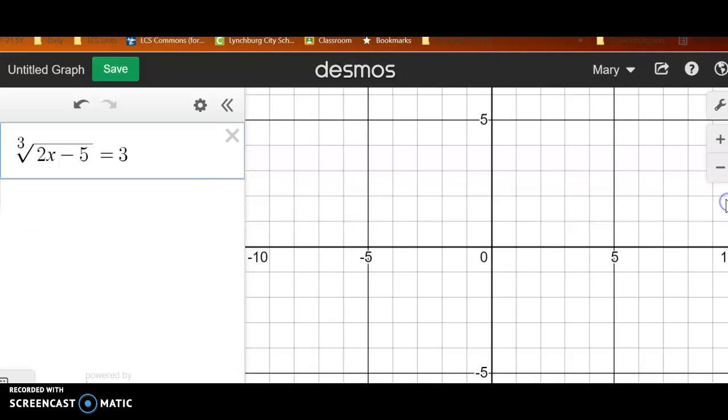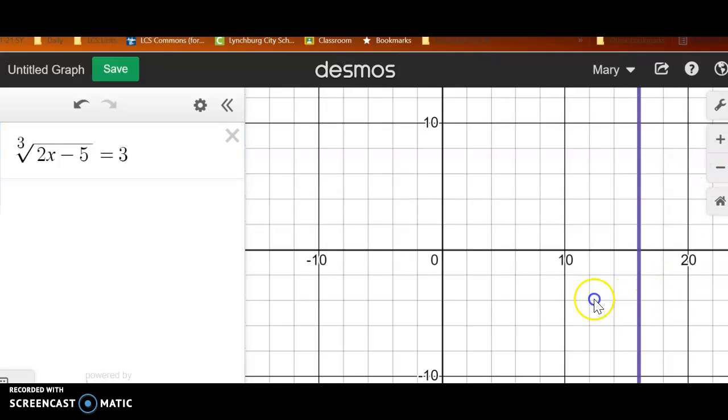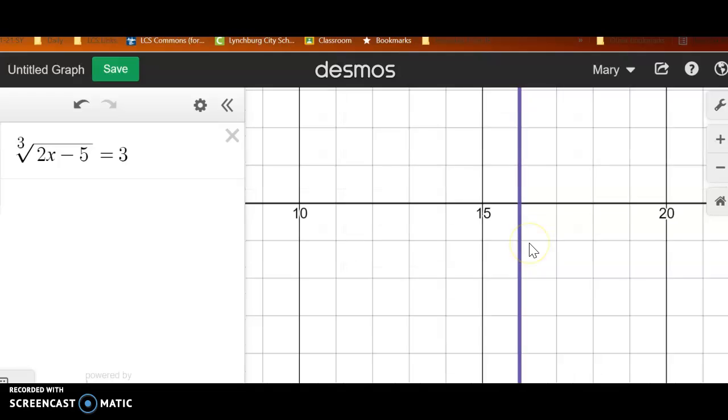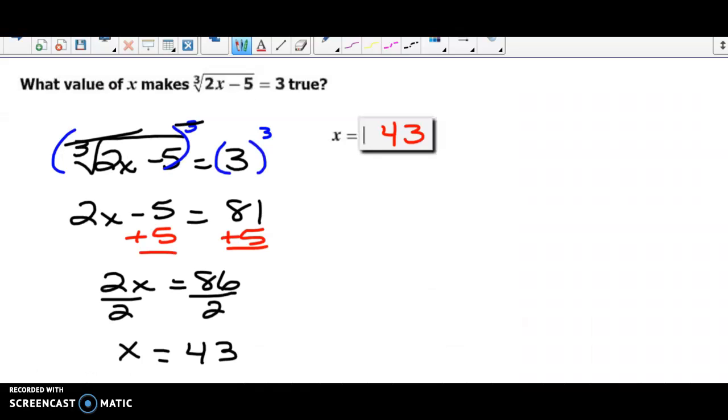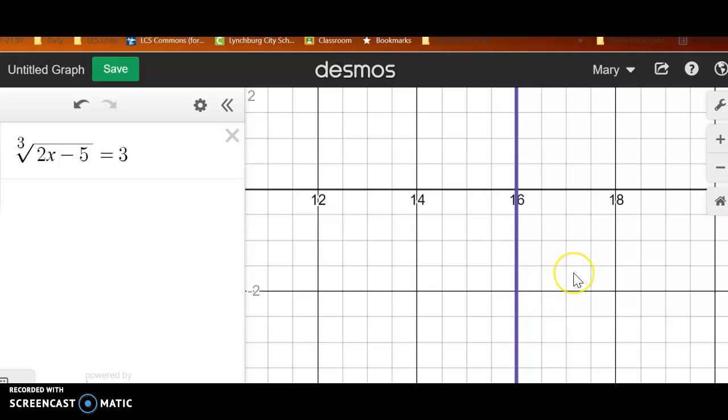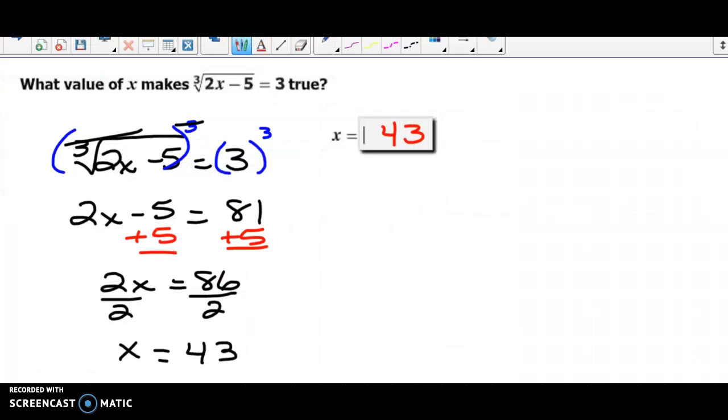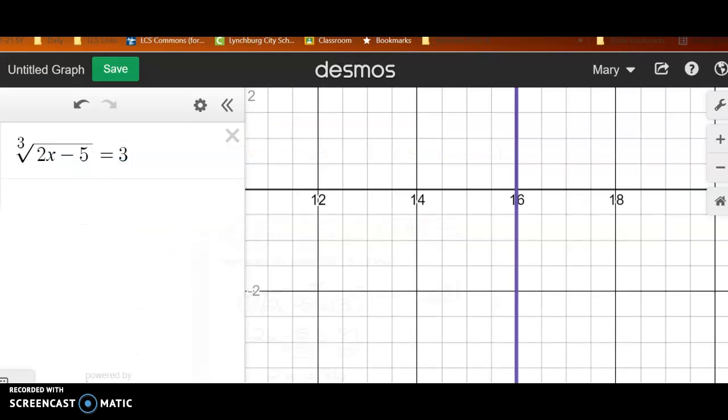So I don't see any answer, so we're going to zoom out. And we did have a big answer. And let's see what we got here. That looks like we have an answer of 16. That's not something that we got, was it? The cube root of 2x minus 5 is equal to 3. Cube root. 86, 43.